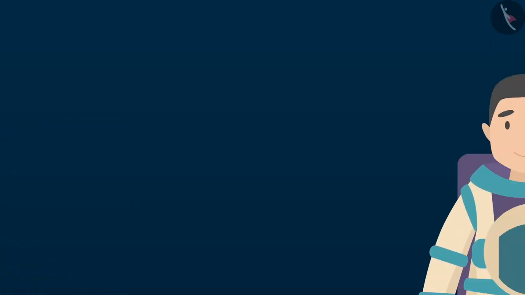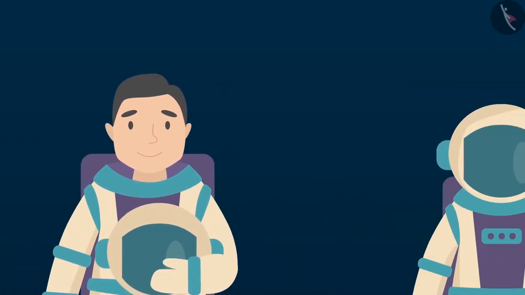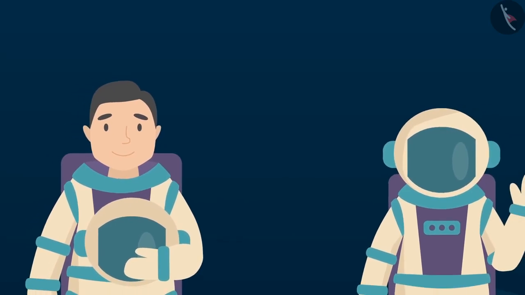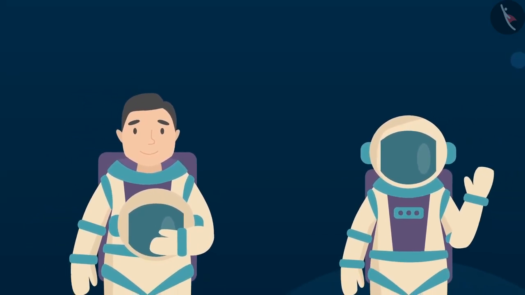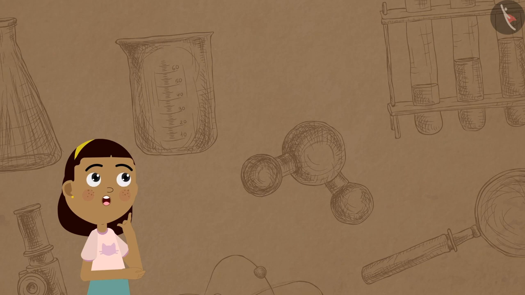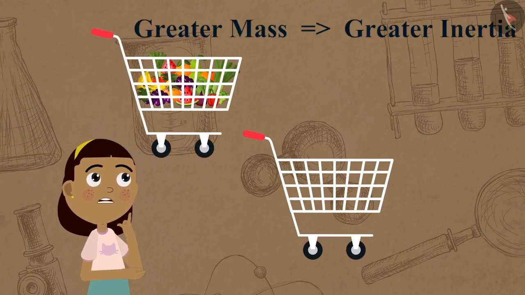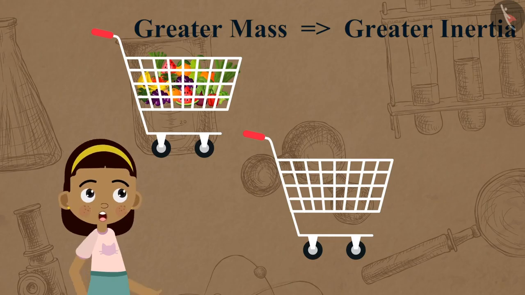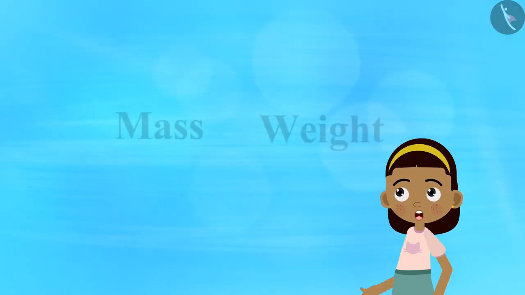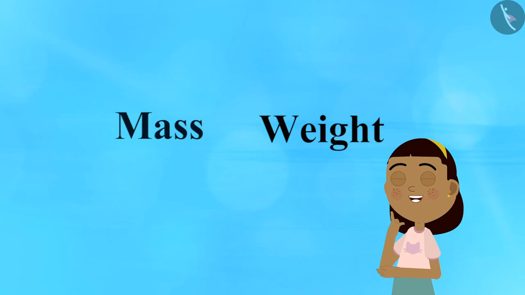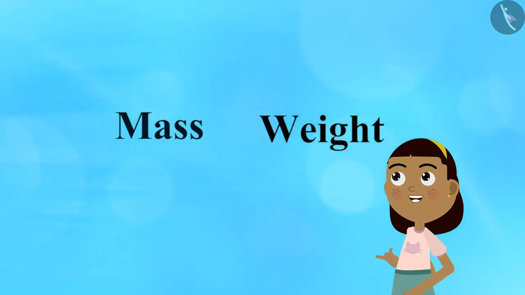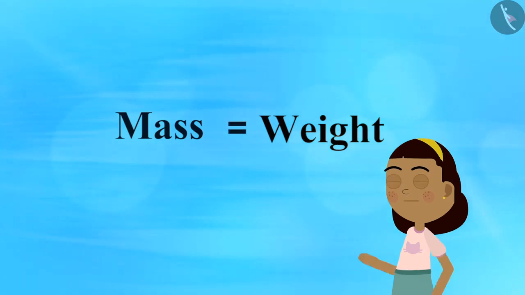Mass and weight are often confused as the same thing, but they are absolutely not. Remember, we learned that the mass of an object is the measure of its inertia, and greater mass offers greater inertia. Now, let's understand more about mass and how it is related to weight but is not the same as weight.